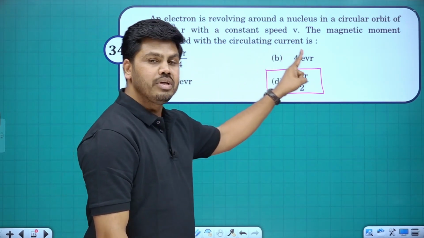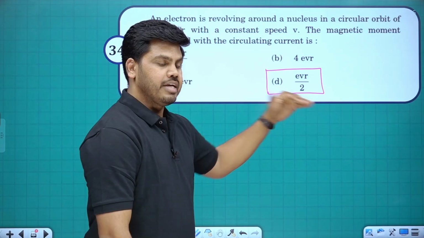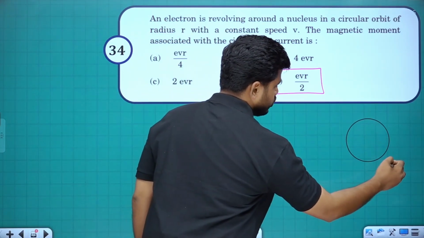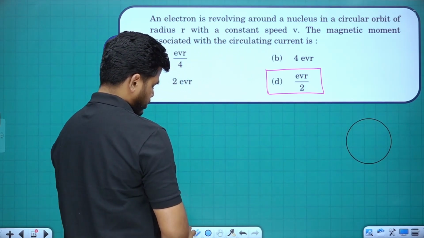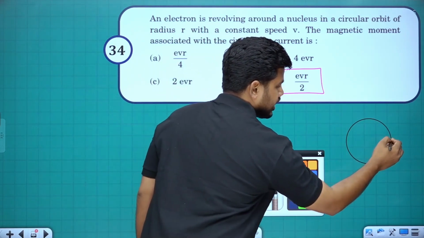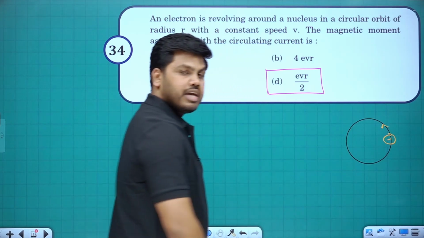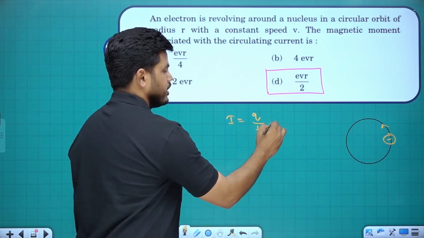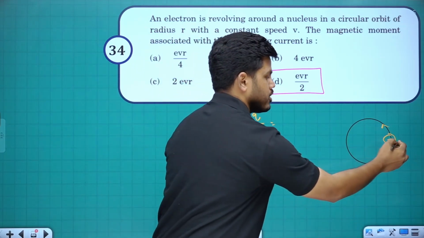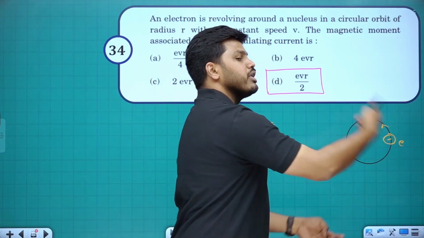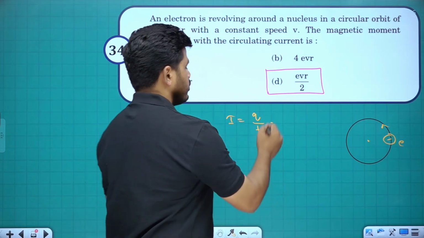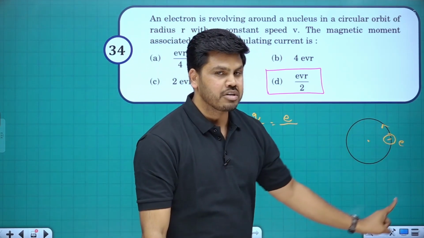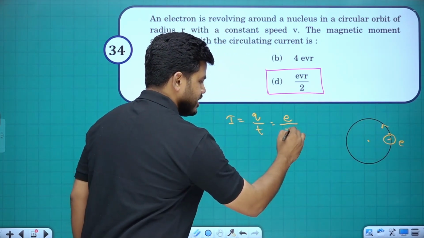Magnetic moment associated with the electron. The current due to the motion of the electron in this loop: if this is the radius of the orbit and the electron revolves in this orbit, we can find the current I as charge by time. What was the charge? Charge is the charge of the electron. One electron is revolving in that circular orbit, so the charge is e, divided by the time taken to complete one revolution. That is called the time period T, right?